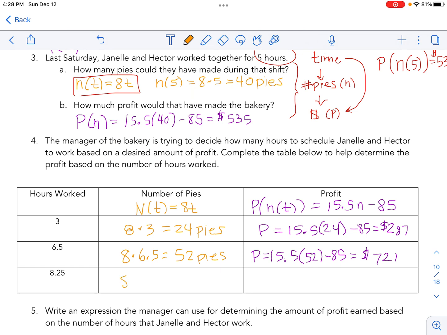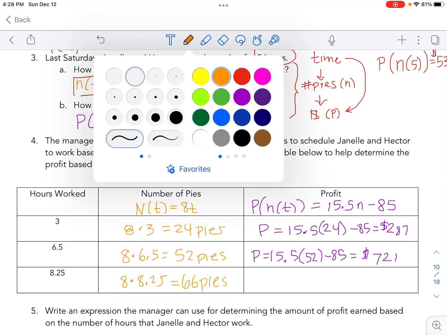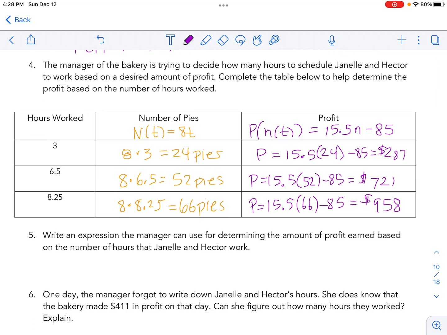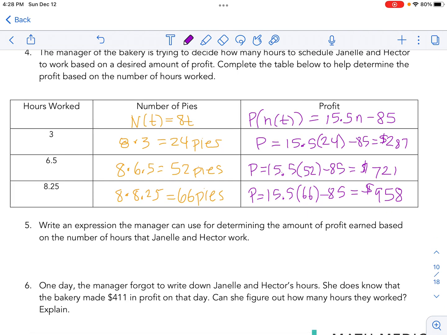And if they work maybe pretty much a full day here, 8.25 hours, then the number of pies they make is 8 times 8.25, which is 66 pies. And then their profit off of 66 pies equals 15.5 times 66 minus 85, which is going to be $958 in profit.